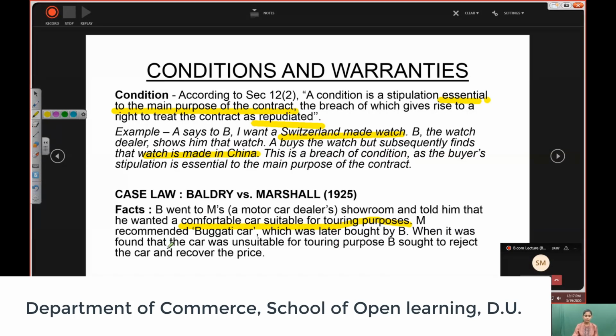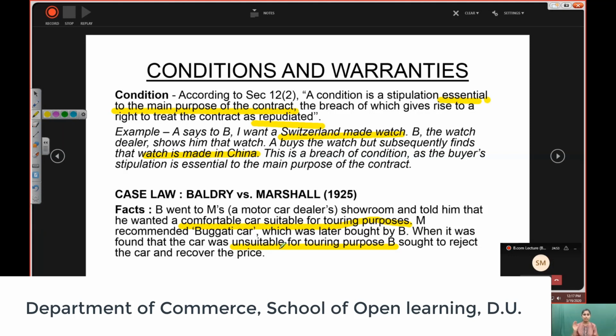Now M, the car dealer, recommended him a Bugatti car which was later bought by B. So he wanted a very comfortable car for touring purpose. Now the car dealer shows him a car and he agreed on it and he buys that car. Later, after some time, it was found that the car was unsuitable for touring purpose. It was not suitable. Now B sought to reject the car and recover the price. Now his condition was not fulfilled. There was a breach of condition. So now he has the right to cancel the contract and recover the price because the condition that he wanted a comfortable car for touring purpose is not satisfied.